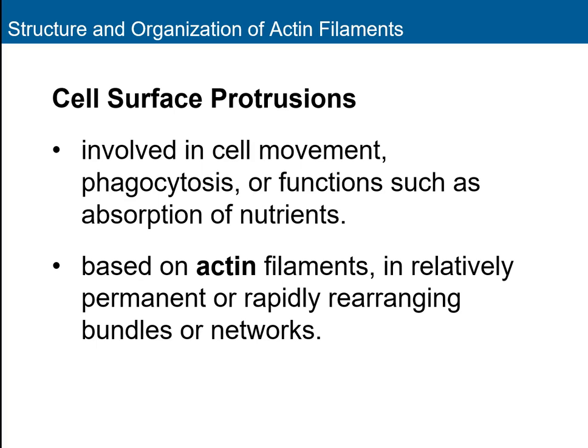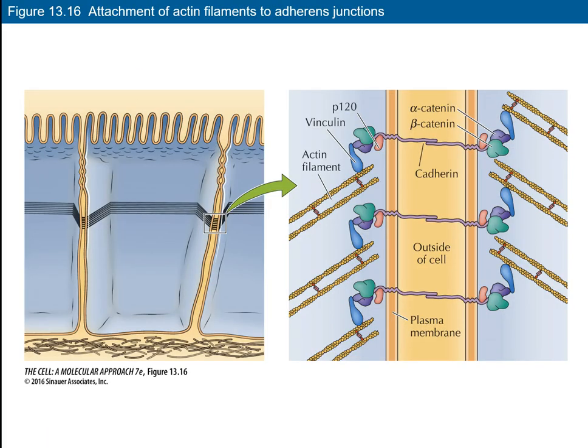Now, I told you a lot of this is about actin. We talked about actin being involved in movement, so how does that occur? This first part is talking about cell surface protrusions. Let's go back here to remind you. See these epithelial cells? If you're talking about the small intestine, they have these folds and then these villi and microvilli that help increase the surface area.